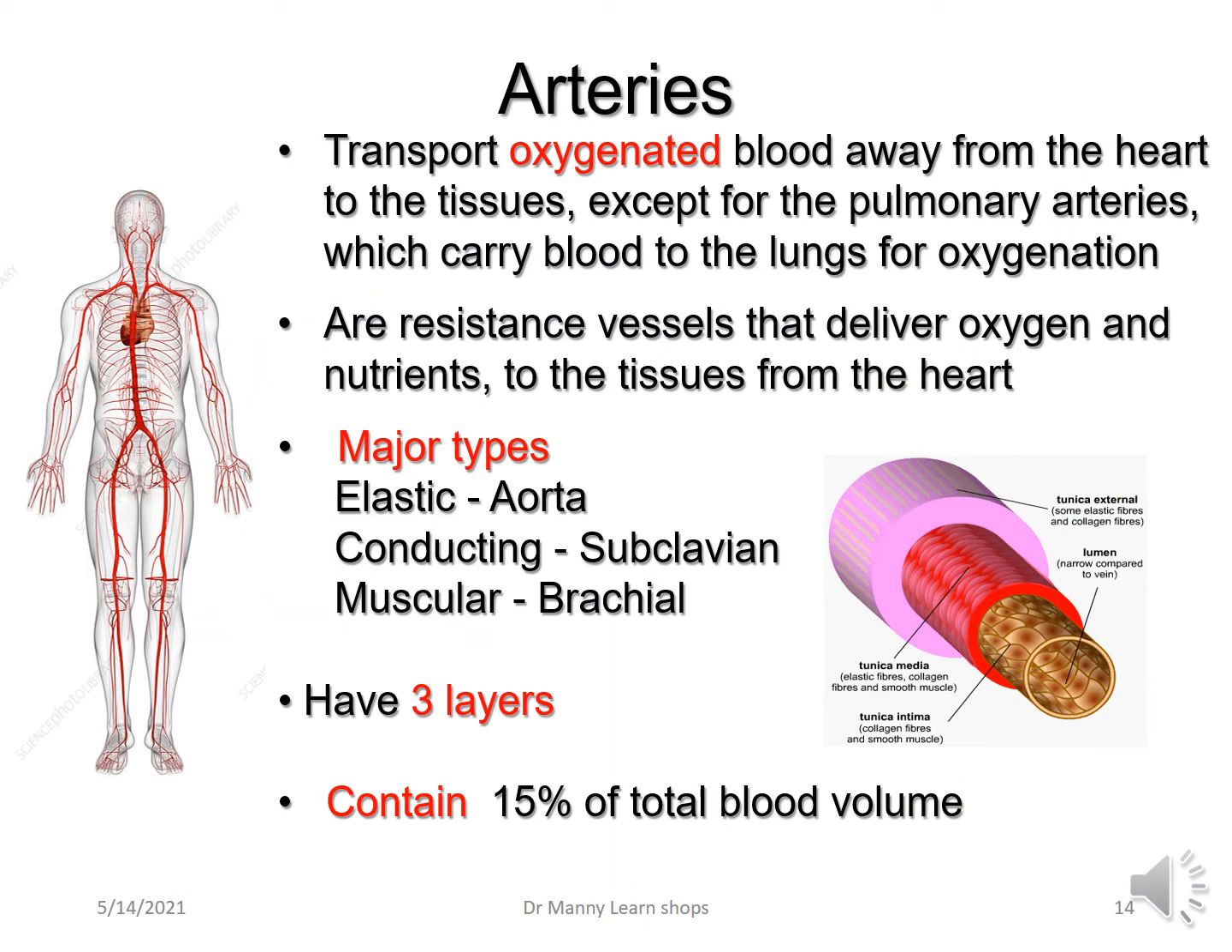You've got arteries. What are arteries? Arteries are blood vessels that transport oxygenated blood away from the heart to the tissues, except for the pulmonary arteries, which carry blood to the lungs for oxygenation, and this blood is deoxygenated. Arteries are also resistance vessels that deliver oxygen and nutrients to the tissues from the heart. Major types of arteries include the elastic arteries, such as the aorta, conducting arteries like the subclavian arteries, or muscular arteries such as the brachial arteries.